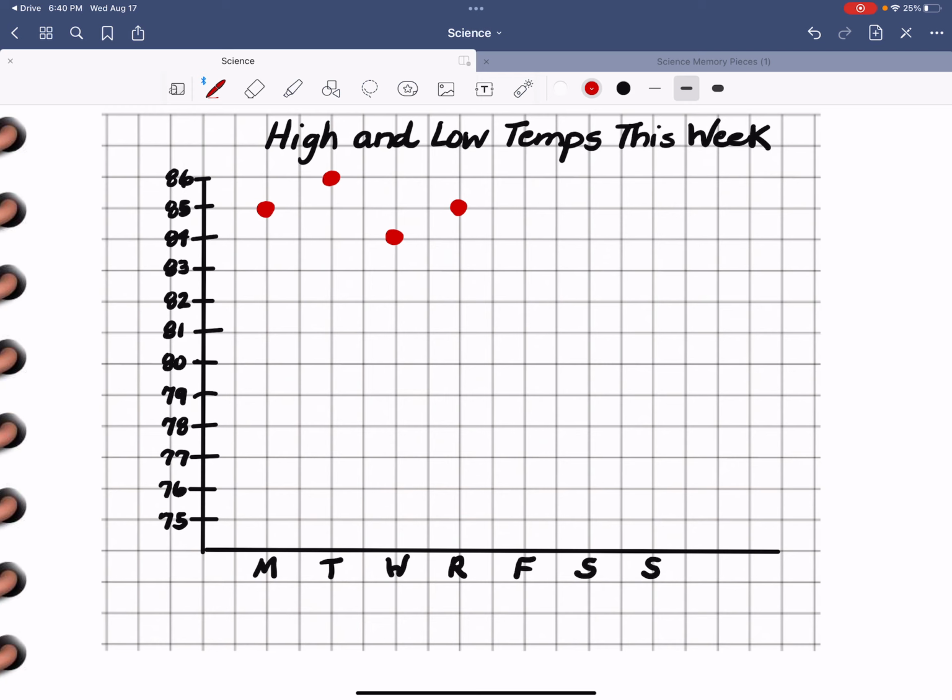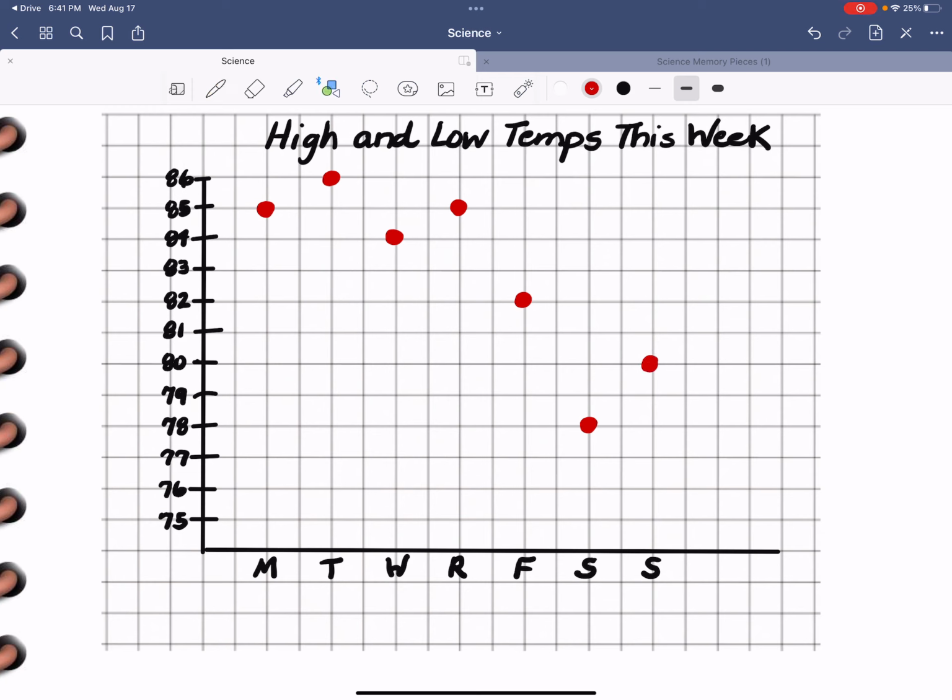Friday, it was 82. And it rained Friday night. So what would you expect about the temperature on Saturday? It was all the way down to 78. It really cooled it down. And then on Sunday, it rebounded a little bit to 80.